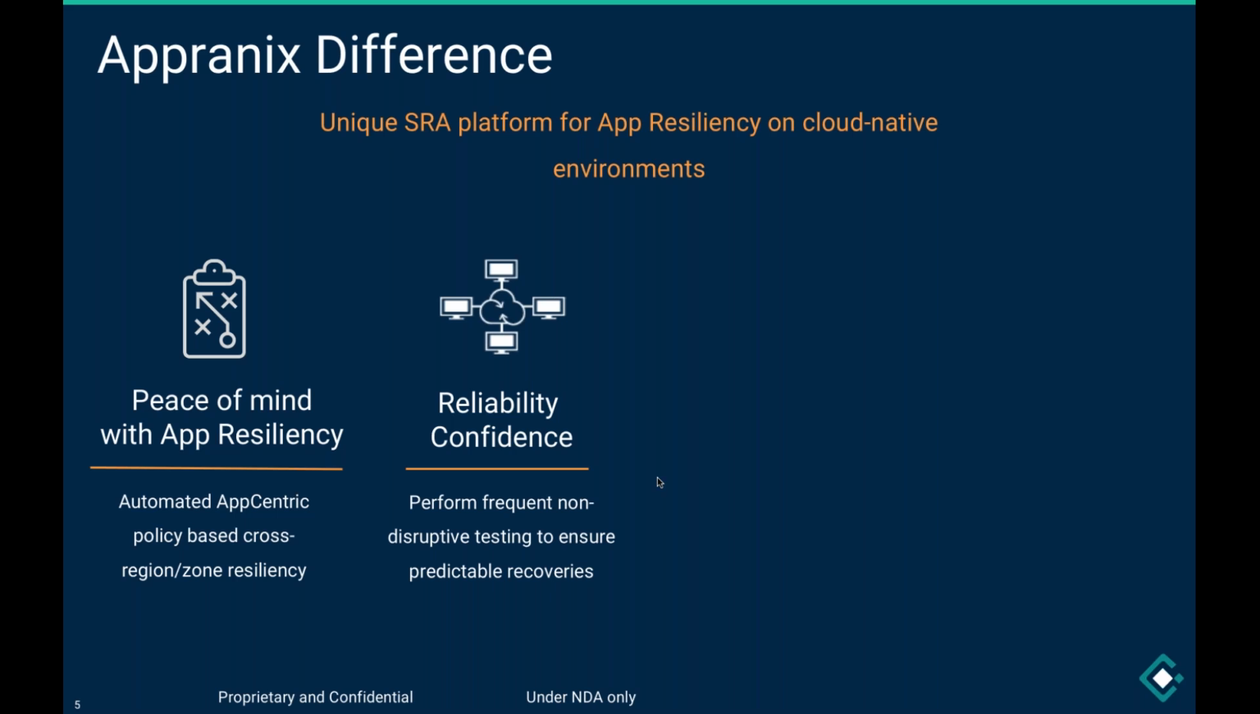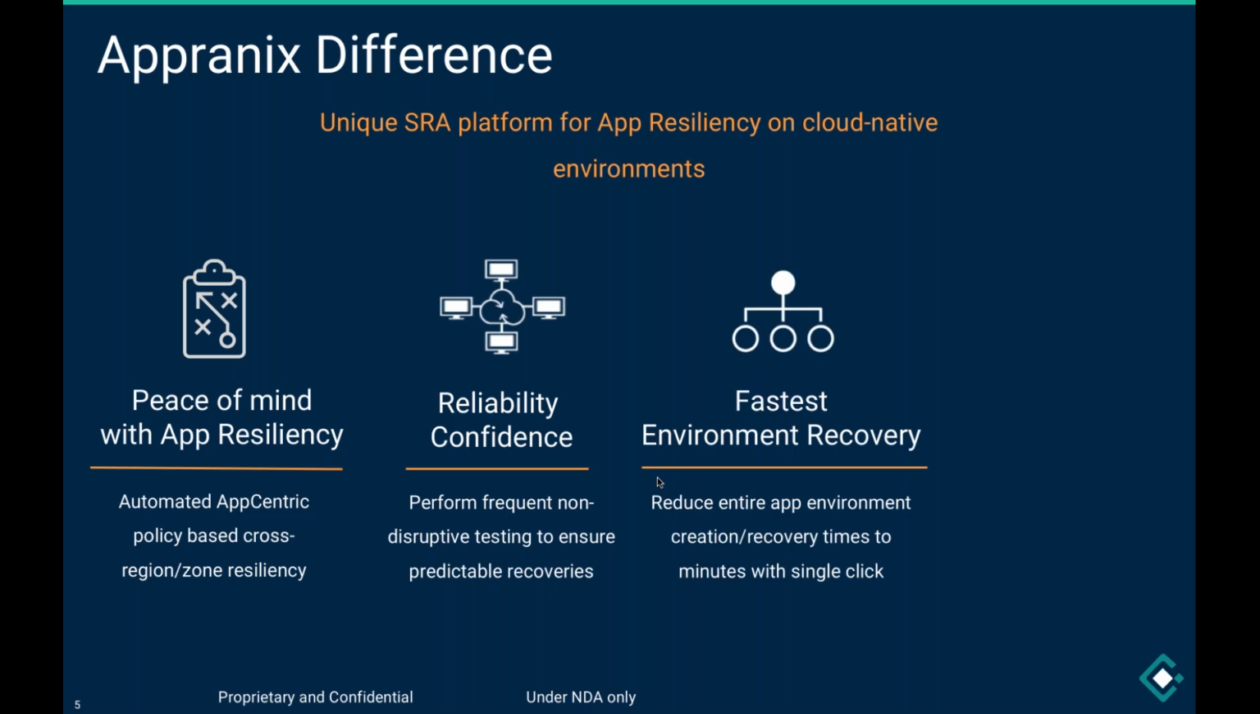Reliability confidence. You can perform frequent non-disruptive testing to ensure predictable recoveries. In fact, you could do it with 1/10 of the cost of what you could do before. Based on our experience, if you have to schedule recoveries with SunGard or IBM resiliency services, you will have to plan months ahead, because they cannot schedule those recoveries because other customers might be using the same infrastructure. It's very, very difficult. They used to be projects instead of an event.